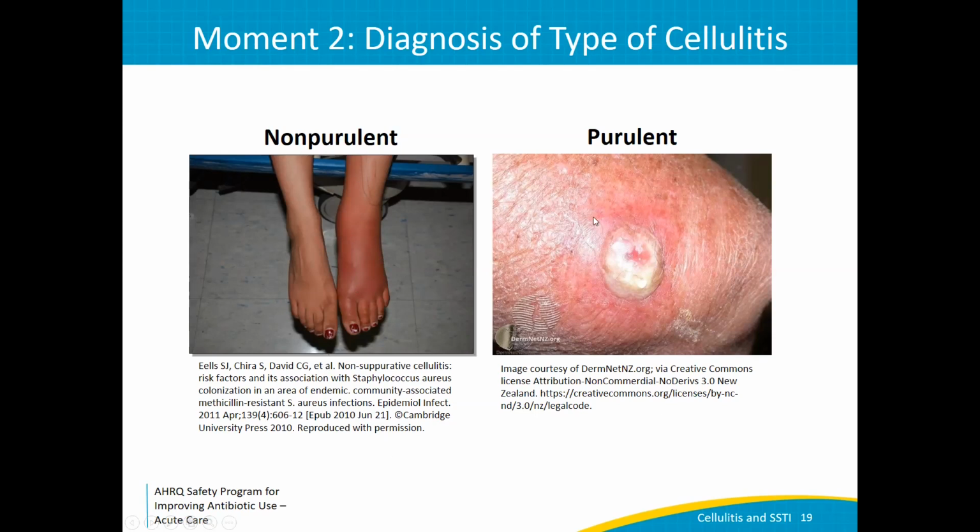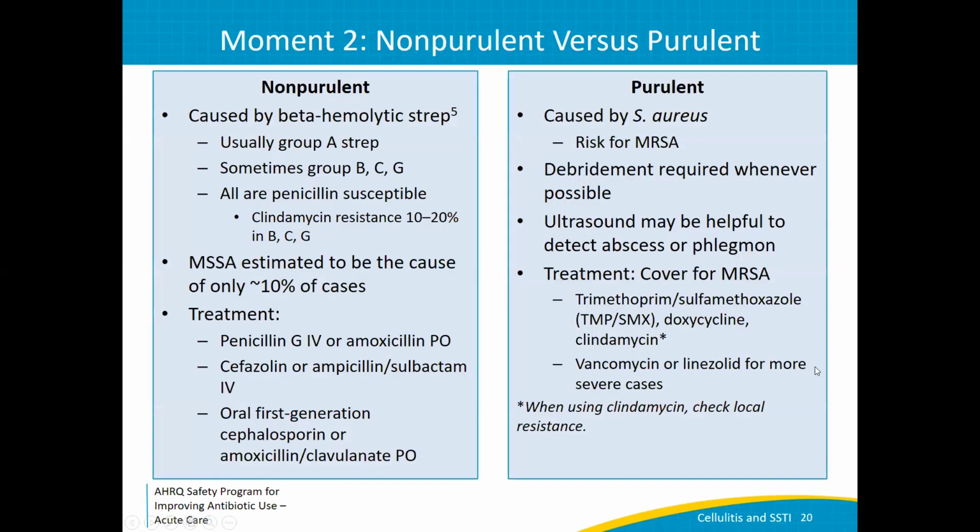As opposed to purulent cellulitis we see here on the right, where there is this open lesion draining pus with redness and swelling located around it. So this distinction is important because these types of cellulitis are caused by different types of bacteria. There's a lot of information on this slide, but just to highlight a few things.